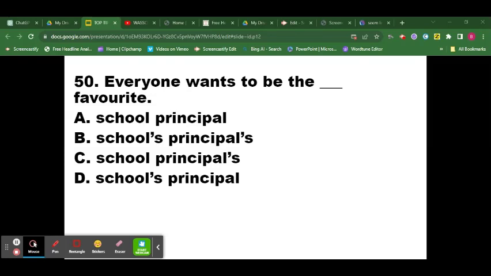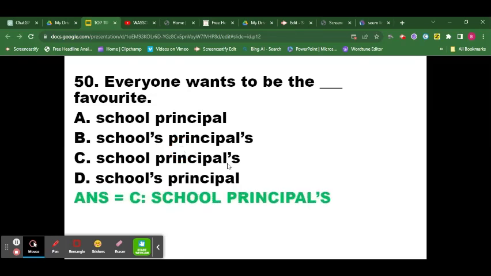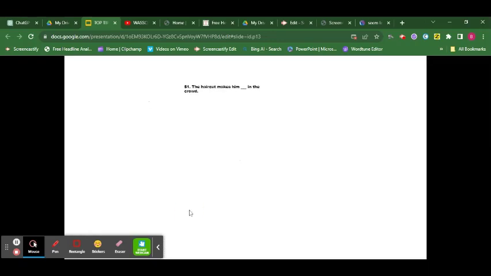So in this case, we are really dealing with the possessive noun. So everyone wants to be the school principal's favorite. That means everyone wants to be the favorite of the school principal. Okay, so that's the correct option.